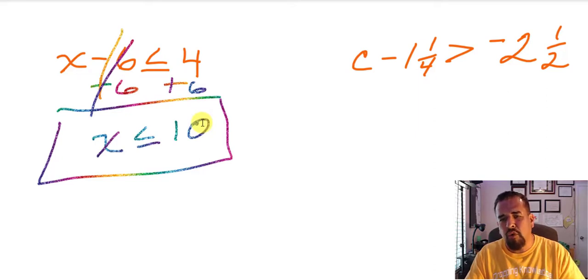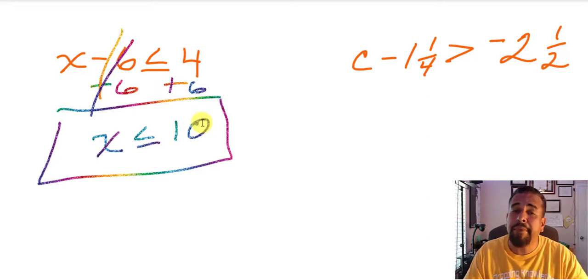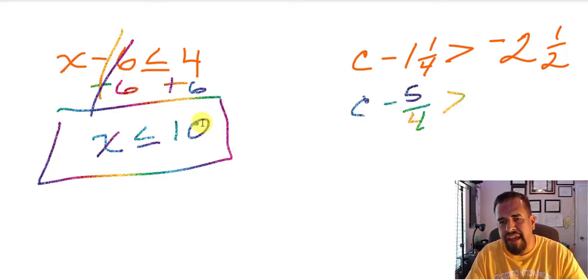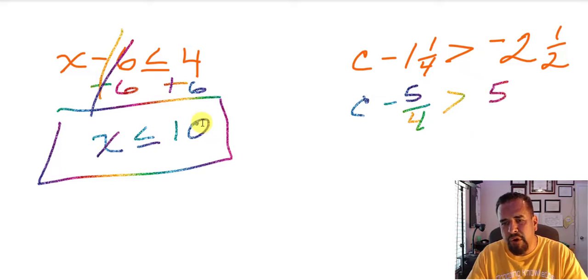C minus 1 1/4 is greater than negative 2.5. Now I have different denominators. Now I'm going to have to get common denominators. So what I'm going to do is change this to an improper fraction. So let's do it. C minus 5 over 4 is greater than negative 5 over 2. Before I can subtract them, I got to get common denominators.